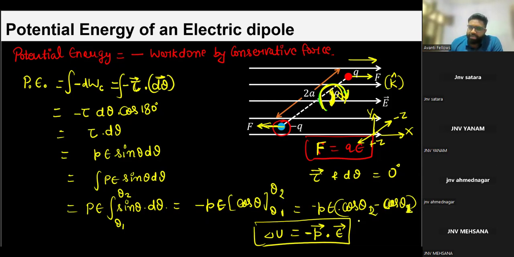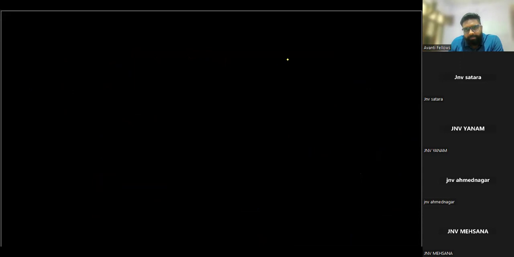And suppose we are taking this P cos theta 1, means initial energy. P cos theta 2 is the final energy, and P cos theta 1 is the initial energy. So initial potential energy ko we will consider 0. So that is why we can say that delta U here is minus P E (cos theta 2 minus cos theta 1). यही तो है ना.